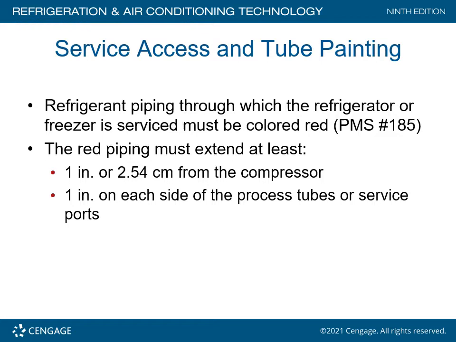Service access and tube painting. Refrigerant piping through which the refrigerator or freezer is serviced must be colored red. This is PMS number 185. The red piping must extend at least 1 inch or 2.54 centimeters from the compressor, 1 inch on each side of the process tubes or service ports. This is an identification method to identify these new refrigerants.